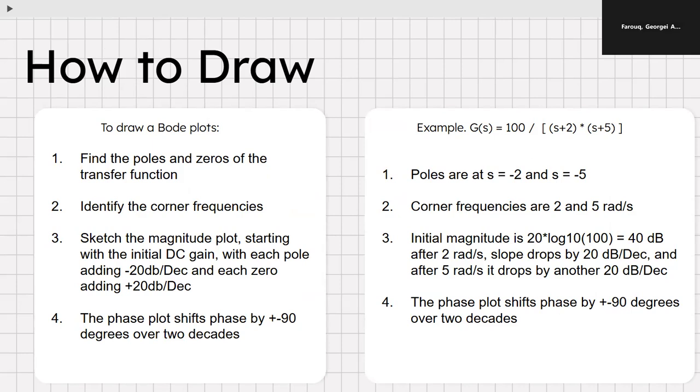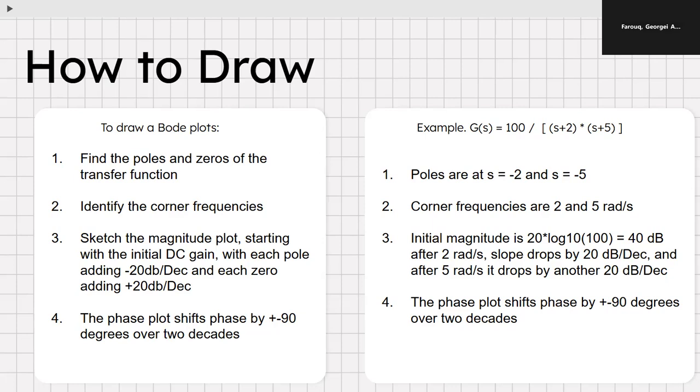So as an example, we're going to use the function 100 over (s + 2)(s + 5). Here we can see that the poles are at s = -2 and -5, with the corner frequencies being 2 and 5 radians. So we know that the initial magnitude is 100, so 20 times the log base 10 of 100 is 40 dB. After 2 radians, the slope will drop by 20 dB, and after 5 radians, it'll drop by another 20 dB.